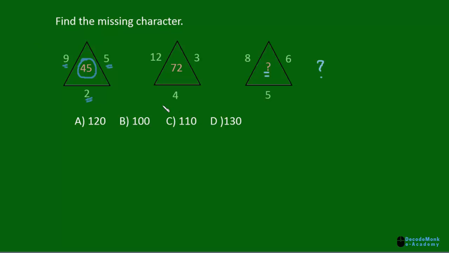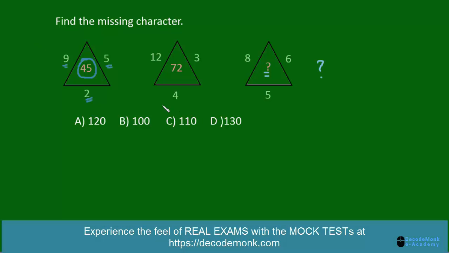Certain operations are to be done on the numbers outside the triangle which will result in the number inside the triangle. The same analogy will be followed over here, and we have to apply the same rule in the third triangle and find out the value of the question mark. So this is the main motto of this question.